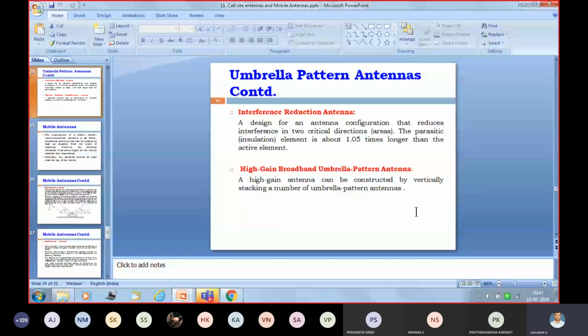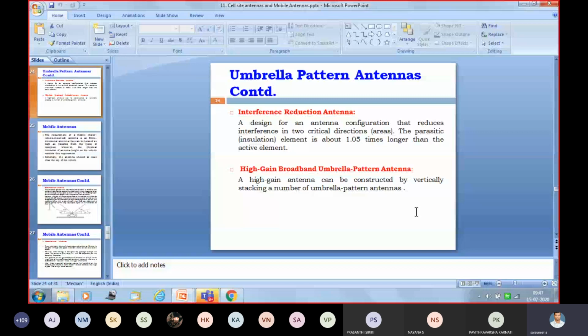In these cell site antennas, we are using the omnidirectional antenna system. Second one is the directional antenna system. The third one is the space diversity antenna system and the umbrella pattern antenna system. Among these types, the omnidirectional antenna system, directional antenna system and umbrella pattern are used for both transmitting and reception purposes. Remember this point: the space diversity antenna is used only for receiving.